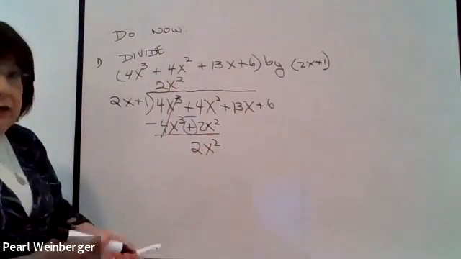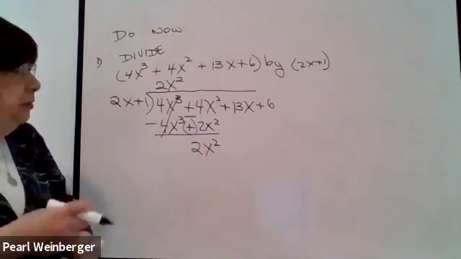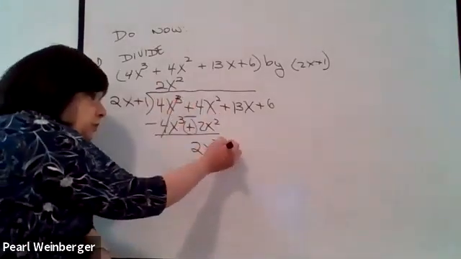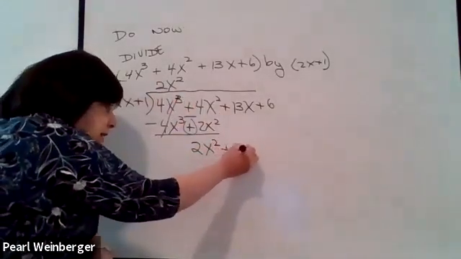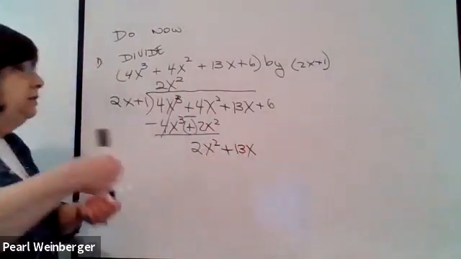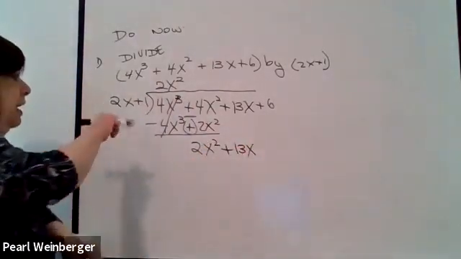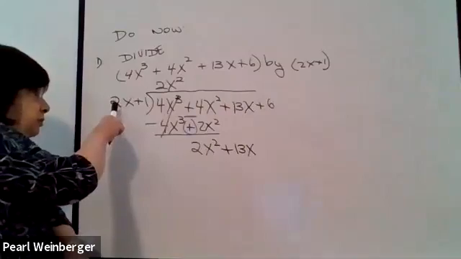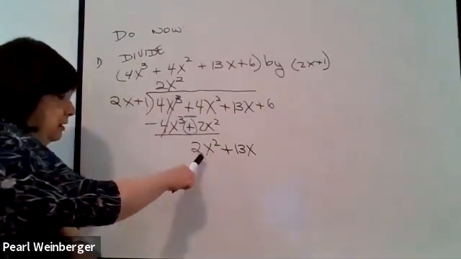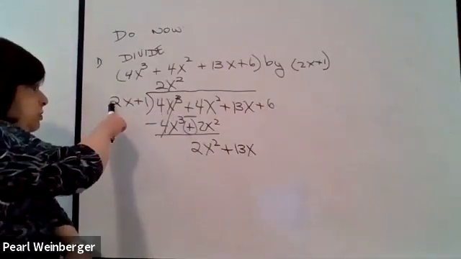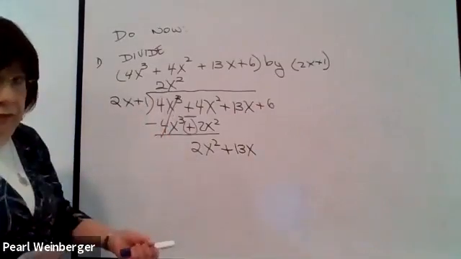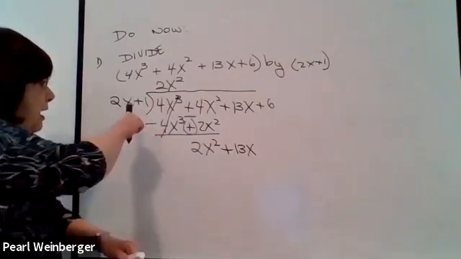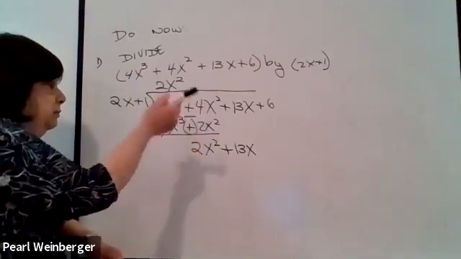So now I've subtracted. The next thing is to bring down. I go to the next term, which is the 13x, and I bring it down. And now I start again with the division. I again take the first term, the 2x, and divide it into the 2x squared. Well, the 2 into the 2 cancels out, and the x into x squared gives me x.